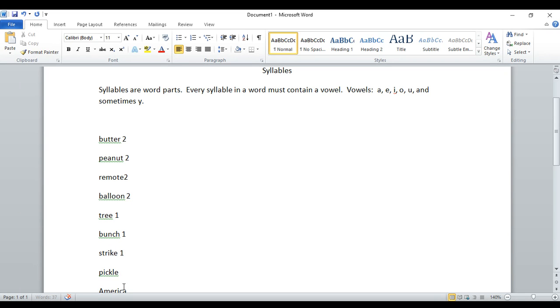Then we have pickle, and that actually is a two-syllable word because that L and that E work together. That's kind of an exception. In the English language, there's all sorts of exceptions. Technically, we might say that this is a silent E. It does not make this vowel, the I, a long I, whereas up here, it does make this one a long I. So that is the difference. So pickle is actually a two-syllable word. That one kind of muddies the water, doesn't it?